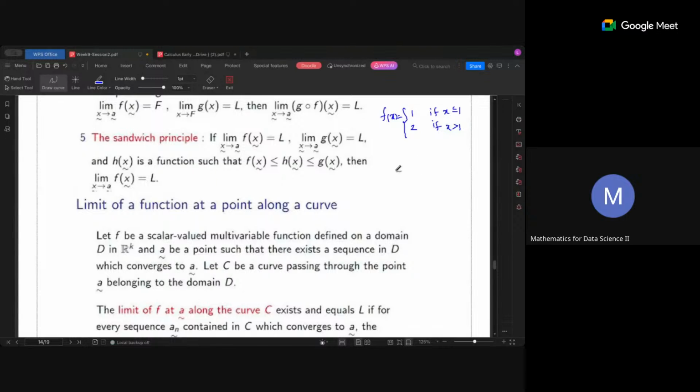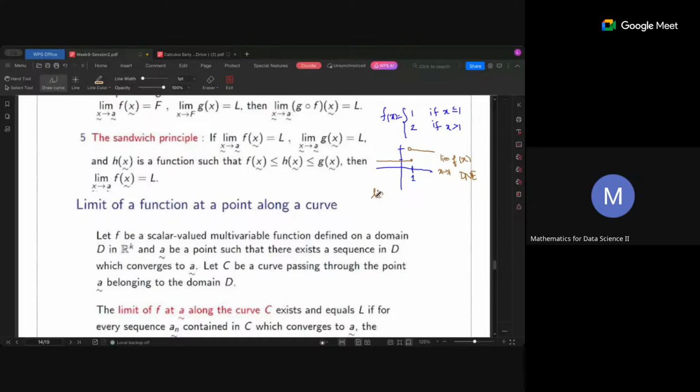So how does this function look like? Step function. Let us say this is 1 and this is 1, this is 2. So the graph for x less than or equal to 1, it is 1, and for x greater than 1, it is 2. So what is the limit as x goes to 1 of f of x? Does it exist? No, ma'am.